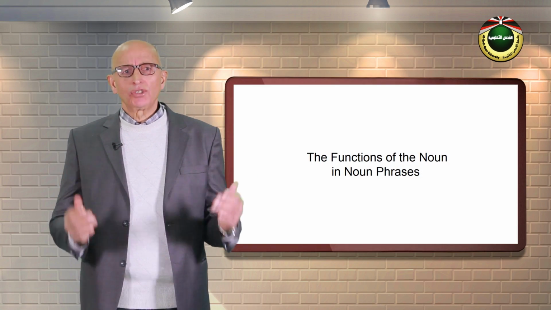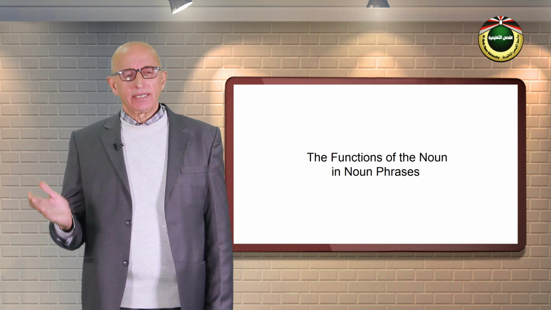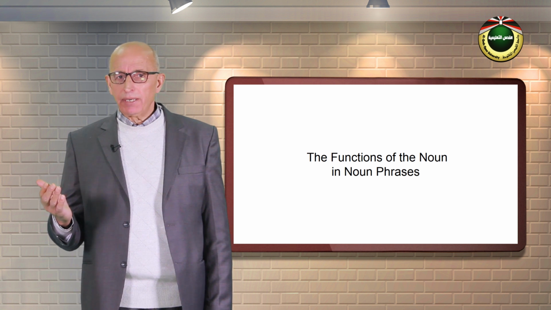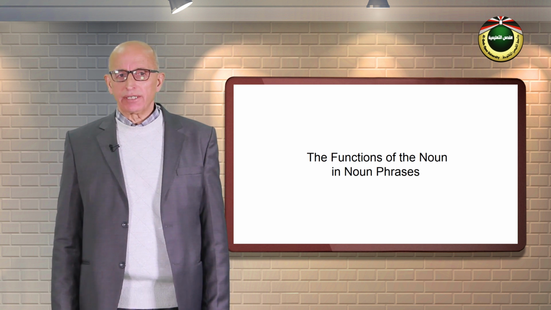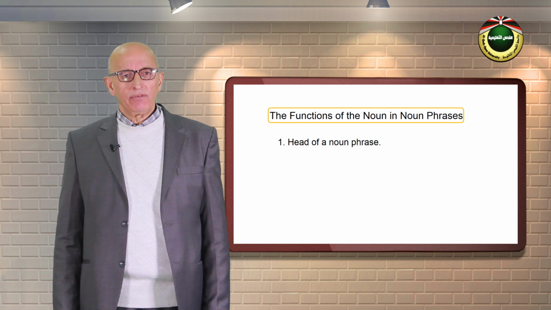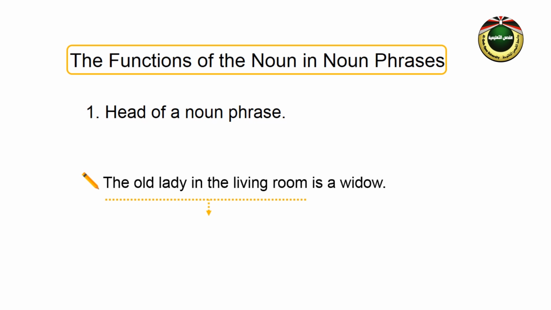The functions of the noun in noun phrases. After we have discussed the syntactic functions of the noun in sentences, let's now explain the functions of the noun in phrases. On the phrase level, the noun has the following functions. 1. Head of a noun phrase. Look at these examples. A. The old lady in the living room is a widow.